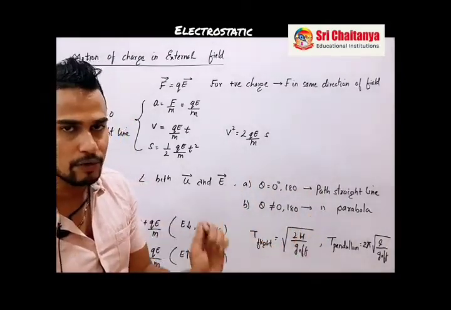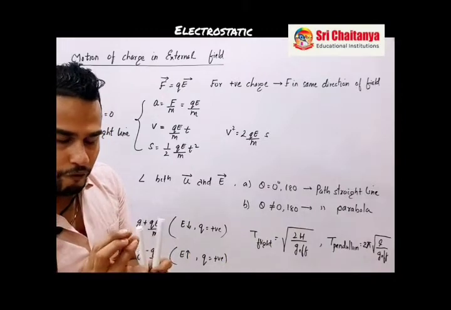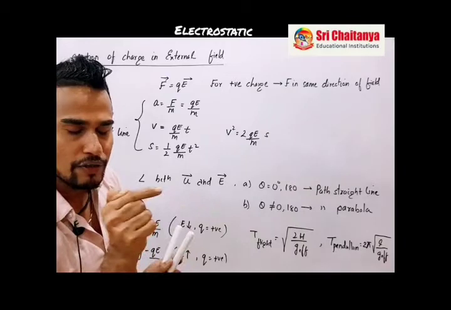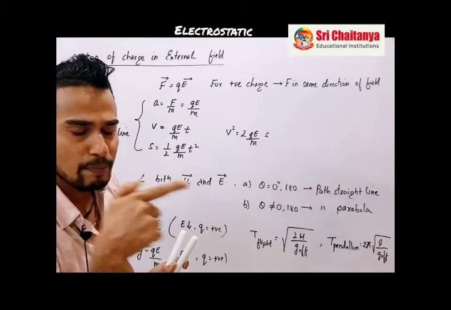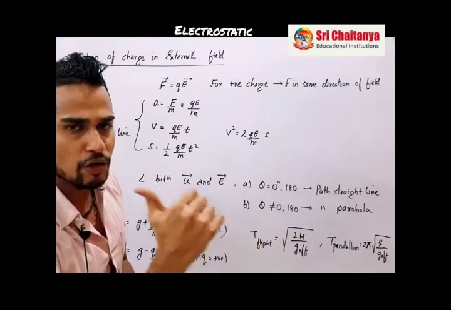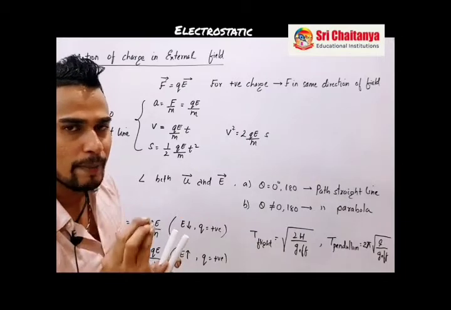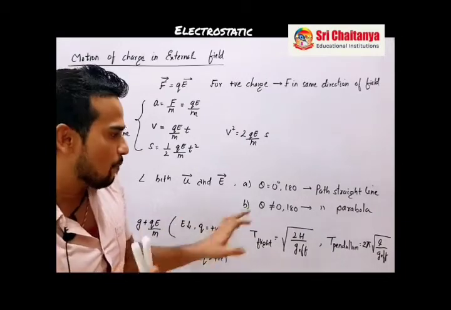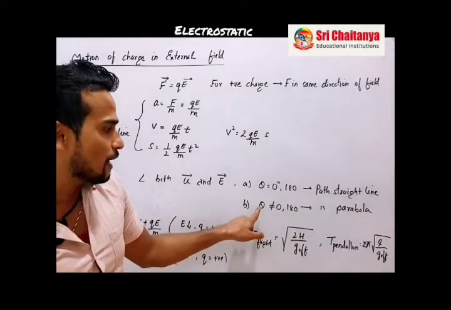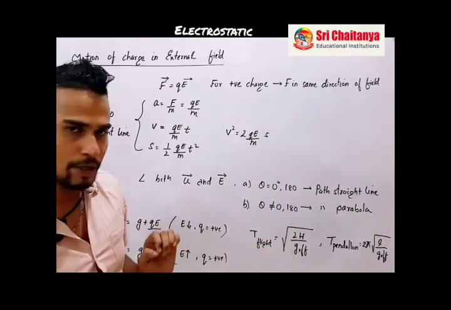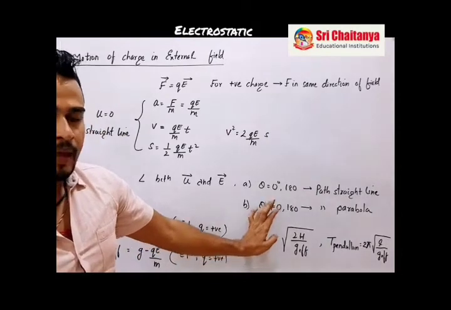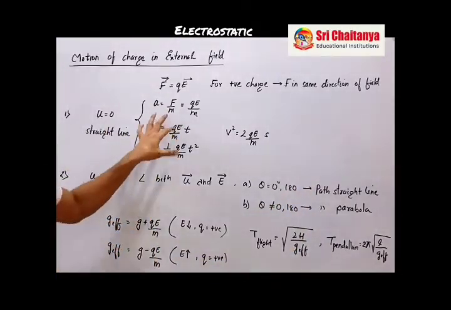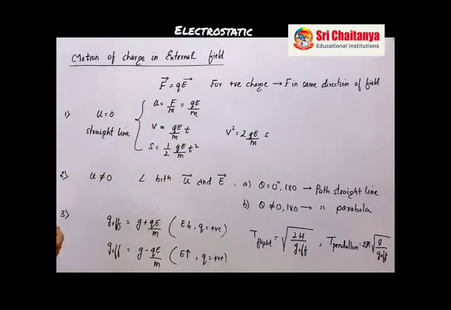So just see what I am trying to tell you. If the angle between initial velocity and electric field is 0 or 180, that means both will be either in the same direction or opposite direction, then the path is not going to be affected. Your path will be a straight line. But if both are in different directions, meaning the angle is neither 0 nor 180, then the path will be a parabola.